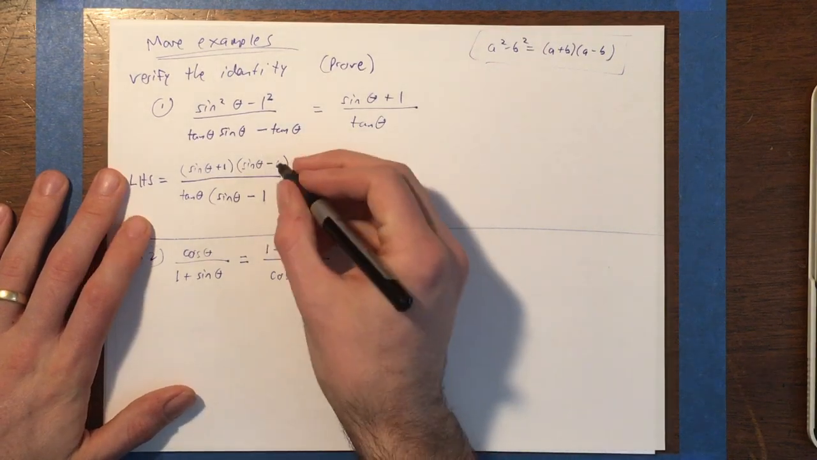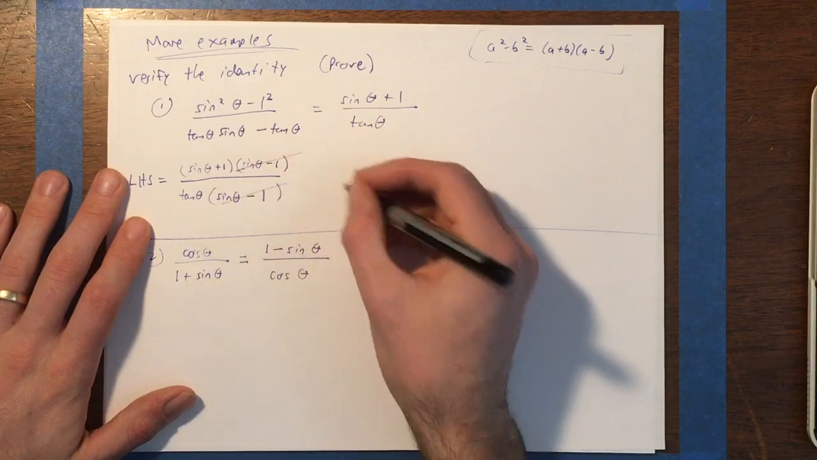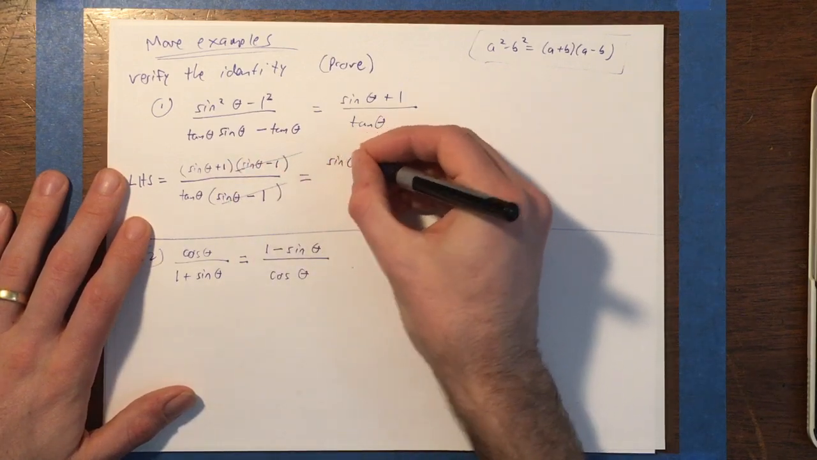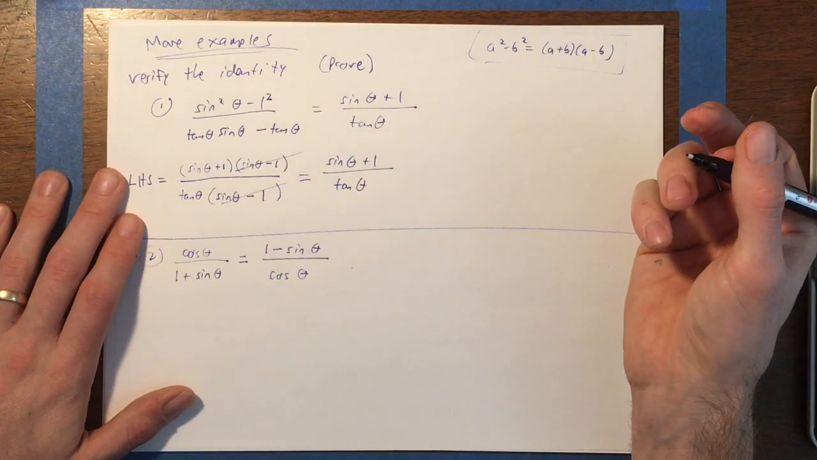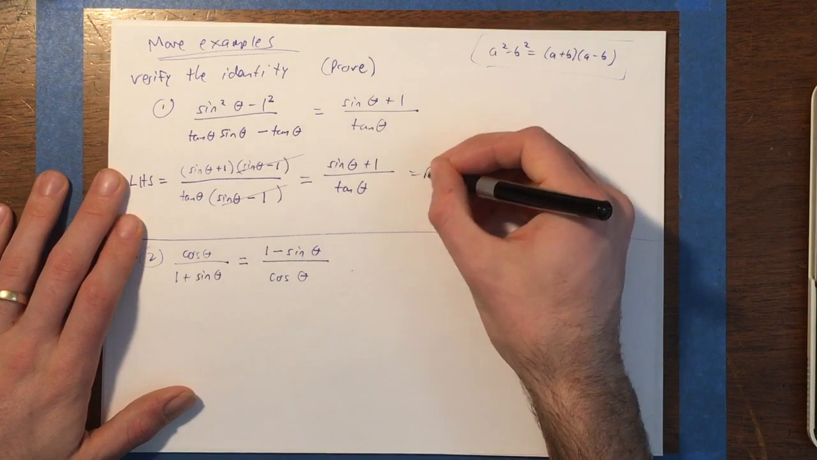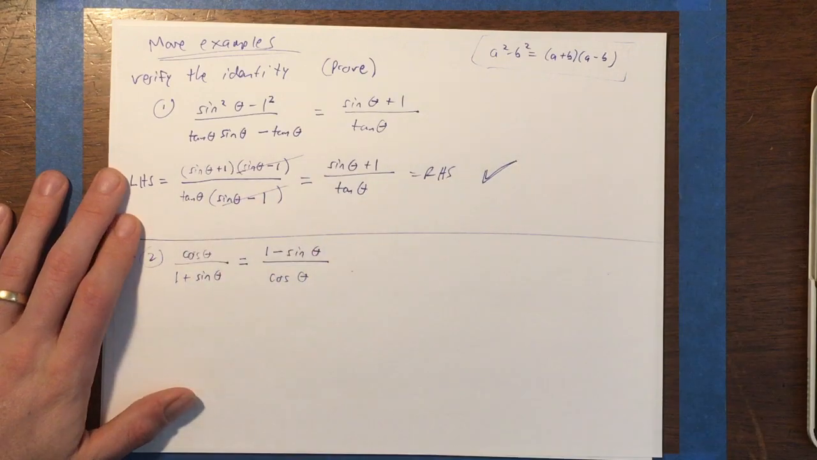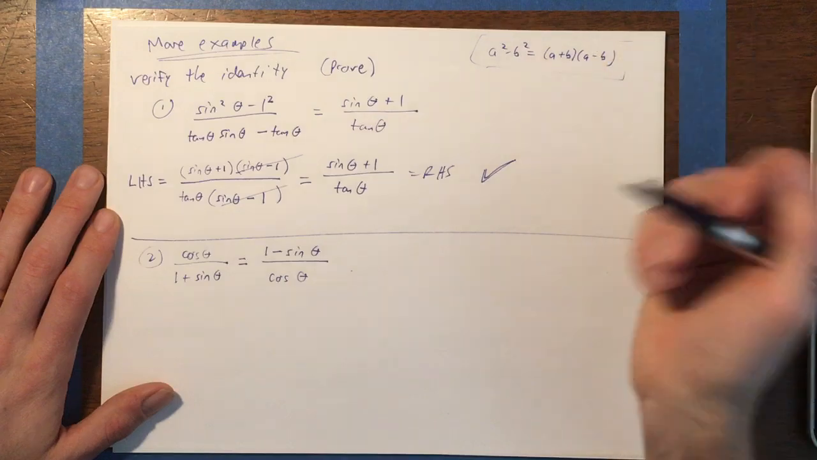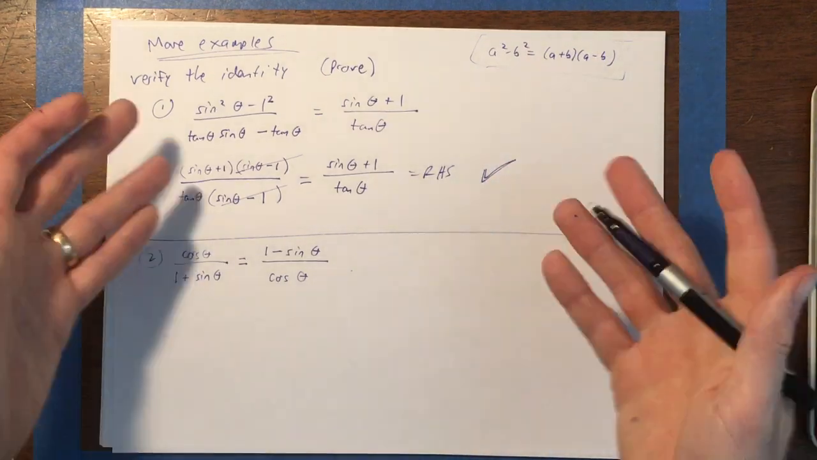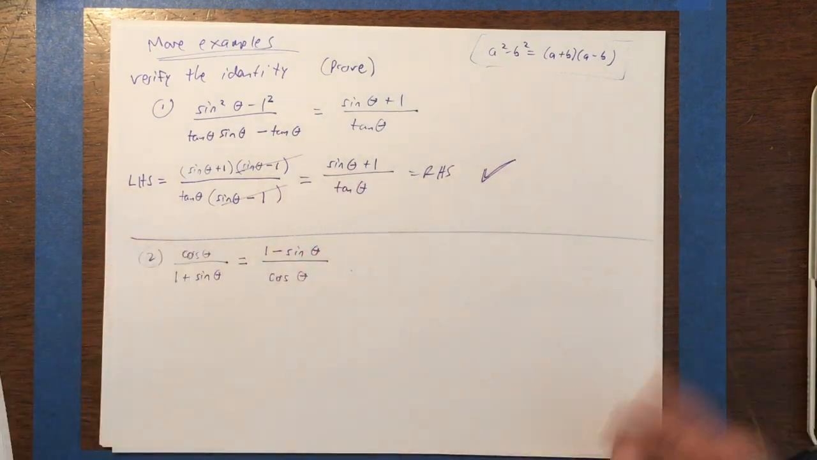So now we can see that the numerator and denominator have a common factor of sine theta minus 1. So that is going to cancel. And now we have sine theta plus 1 over tangent of theta. And that's what we were going for. That's the right-hand side that we were seeking. And so we did it. That verifies the identity. All we did was apply a little bit of algebra and canceling, and that verified it. So we didn't even use any other trig identities, which is fascinating. There are other ways that you could have proven this one that do use trig identities, but we didn't need to do that.